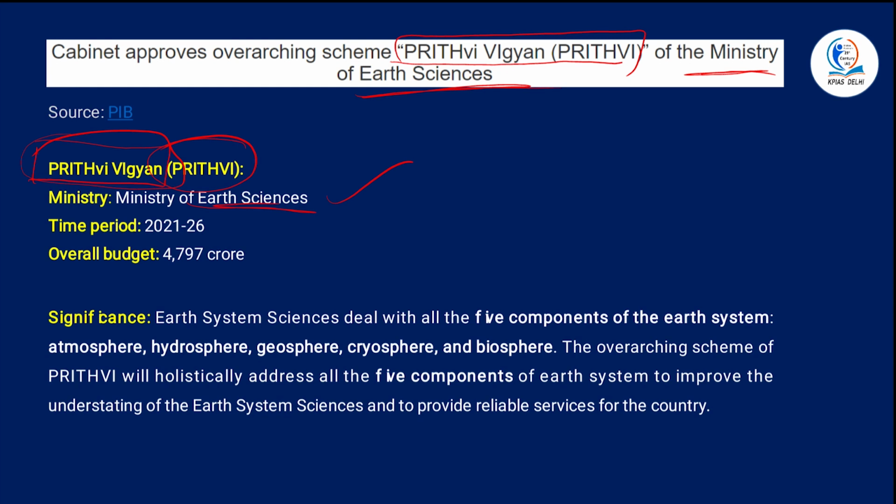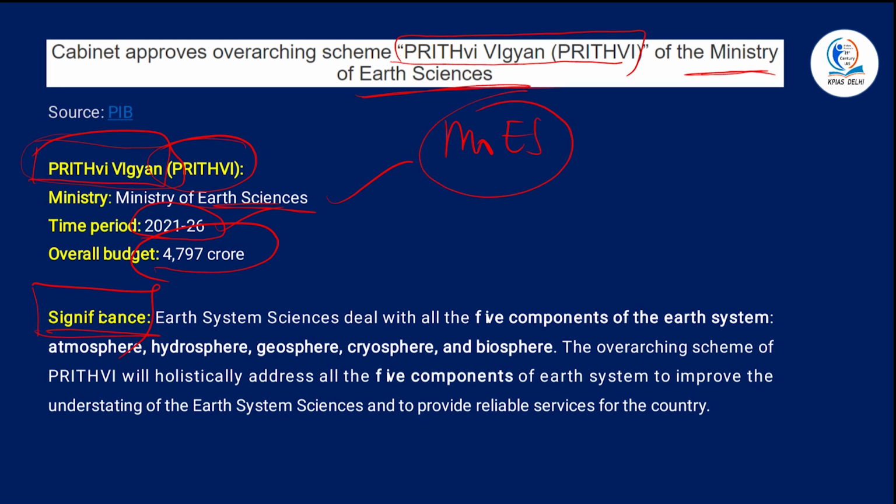This Prithvi Vigyan scheme will stay in implementation for a period of 5 years, from 2021 to 2026. The time period is also important. And the overall budget allocation for this particular Prithvi scheme is 4,797 crores. So what is the significance or importance of this Prithvi scheme? You need to understand this, which is related to the Ministry of Earth Sciences.